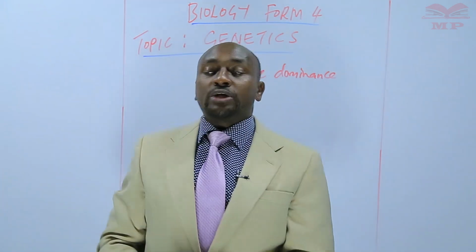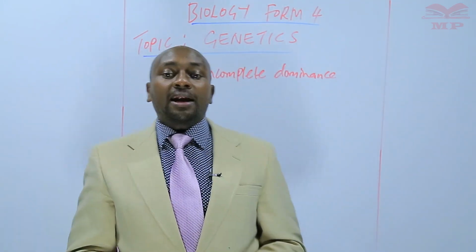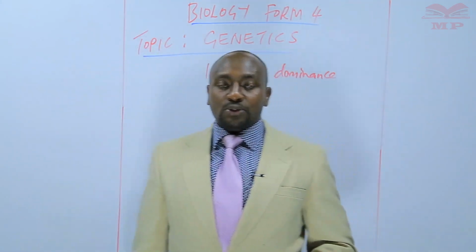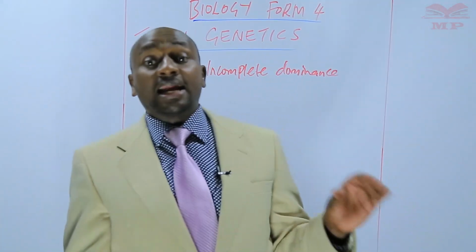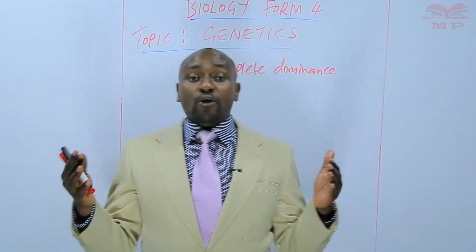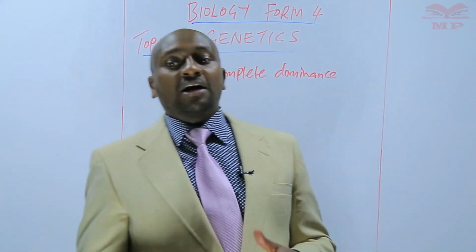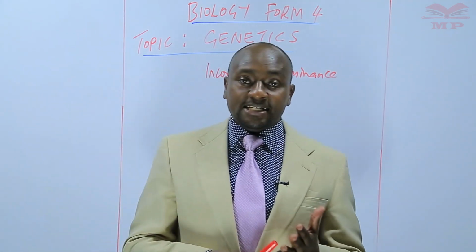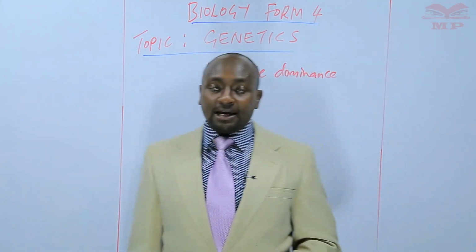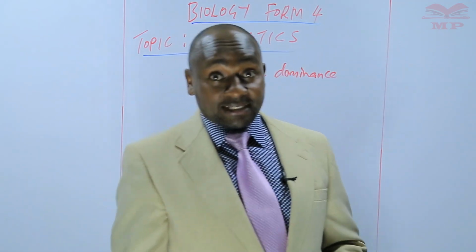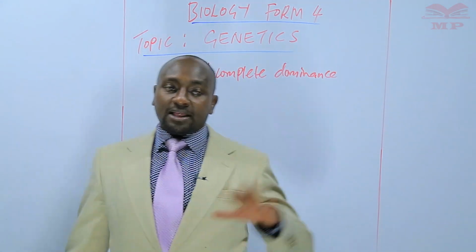Just to have a recap of what we have learned about complete dominance, it is a situation whereby one allele dominates another. So we have a dominant allele and a recessive allele, and the dominant allele expresses itself at the expense of the recessive allele, where both are occurring together. For example, if we have the allele for tallness, capital T, and the allele for dwarfness, small t, both existing together, the individual will be tall. That confirms that the allele for tallness dominates over the one for dwarfness. That is what we have learned earlier.